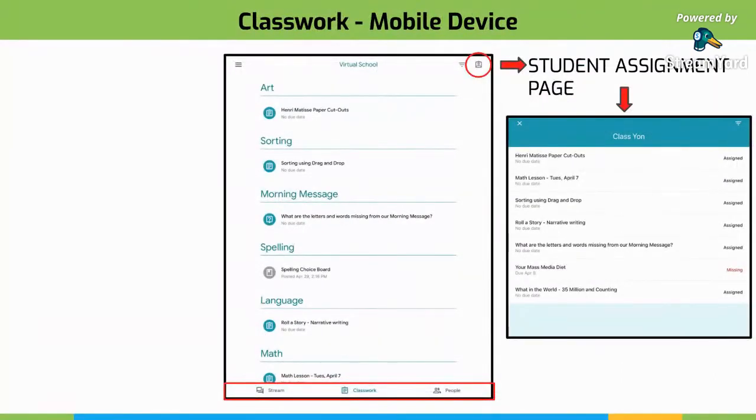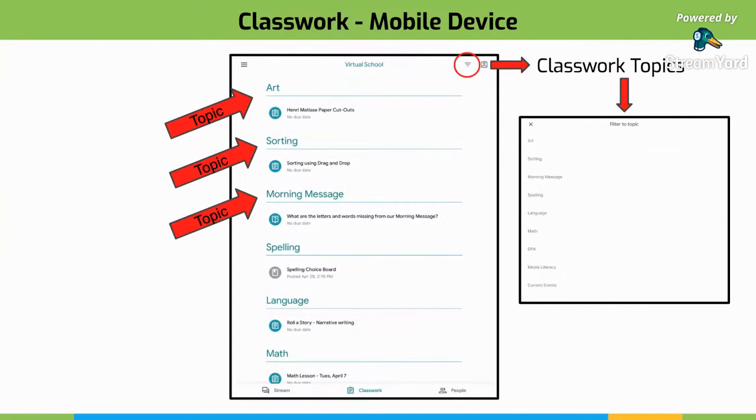So I can get a list of all of the stream announcements. I can get a list of all of the classwork assignments. And just for example here, this is a list of our different topics that we have for the classwork. And then if I want to get to that quick shortcut to the individual student assignment that we saw previously, I need to click on that little icon of the individual in the top right corner, which will take me to the student assignment page.